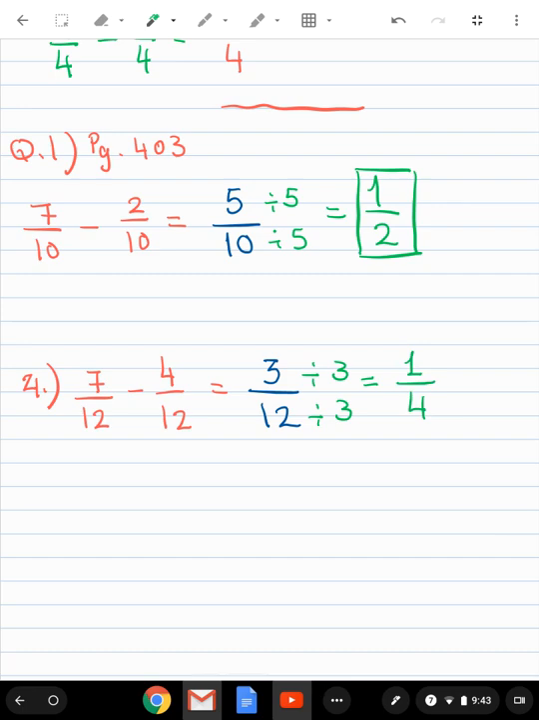So this is how we subtract the fractions, by fraction bar and by the number line, and also without having any drawings, and how we get the answer and put it in the simplest form.